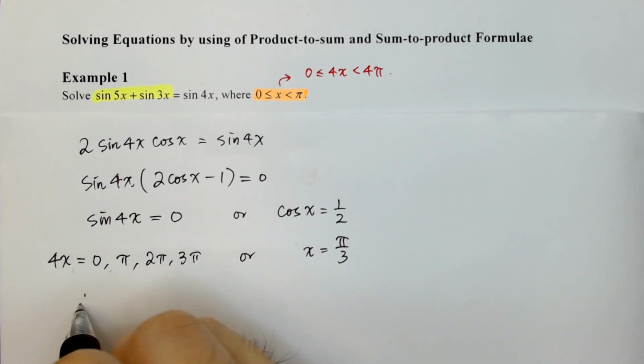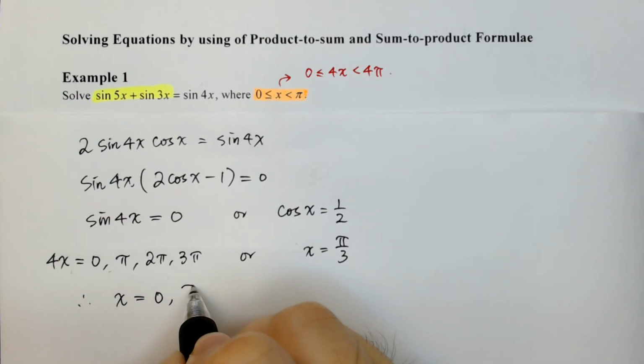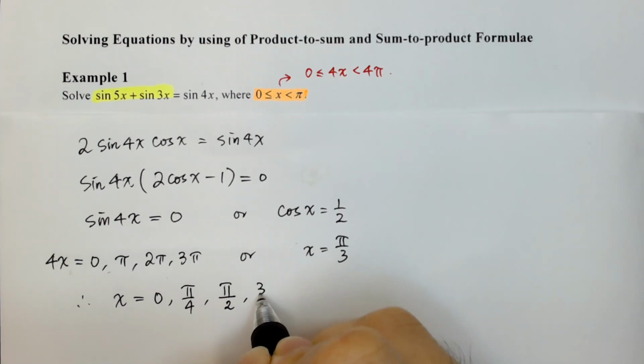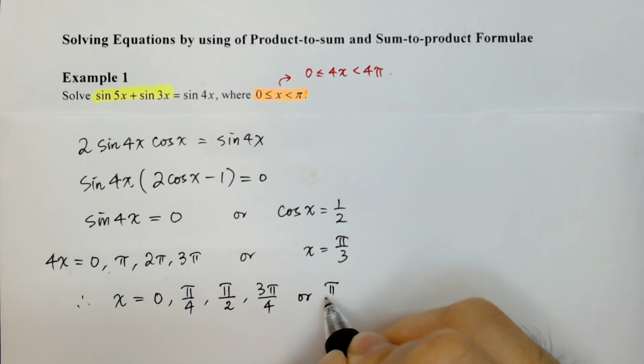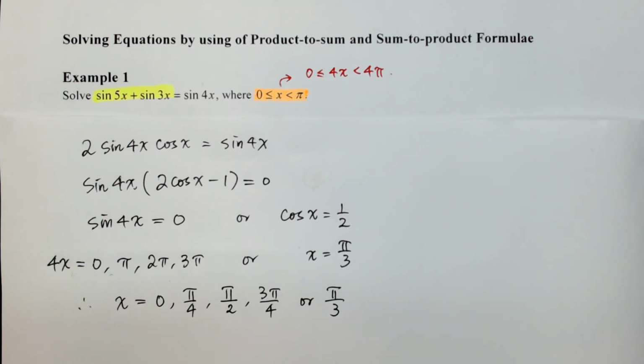And so in the end, we have an overall solution: x is equal to 0, pi over 4, pi over 2, 3 pi over 4, or pi over 3. It's not quite necessary for you to place this pi over 3 somewhere in the middle so that x is arranged in ascending order. It's not necessary for you to do so. So this is example 1. It's simple.